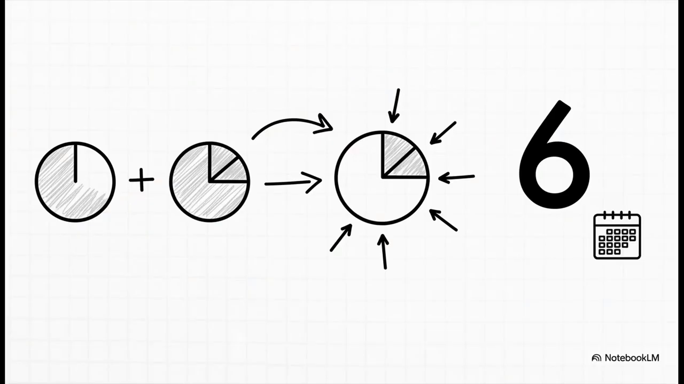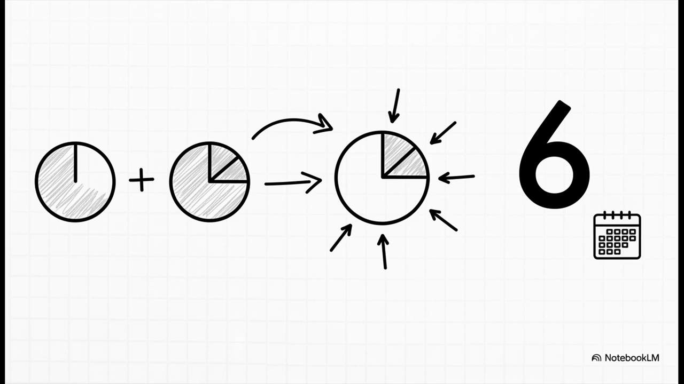We add 1/10 and 1/15. Let's use a common denominator, say 30. That gives us 3 over 30 plus 2 over 30, which equals 5 over 30. We can simplify that down to 1/6. So together, they complete 1/6 of the job per day.